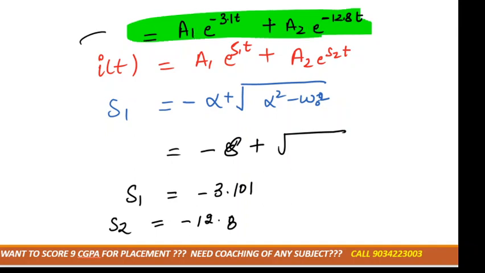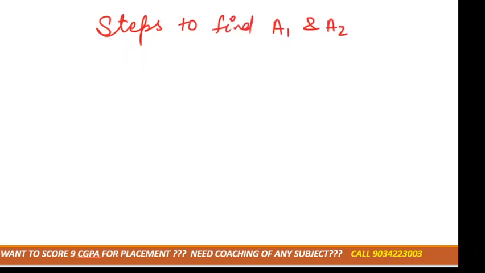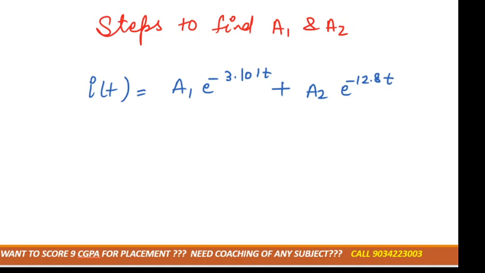But still we need the A1 and A2 values, right? So how can we find out the A1 and A2 values? We have to learn some steps to find A1 and A2. What we got is equal to A1 e raised to power minus 3.101 t plus A2 e raised to power minus 12.8 t, right?